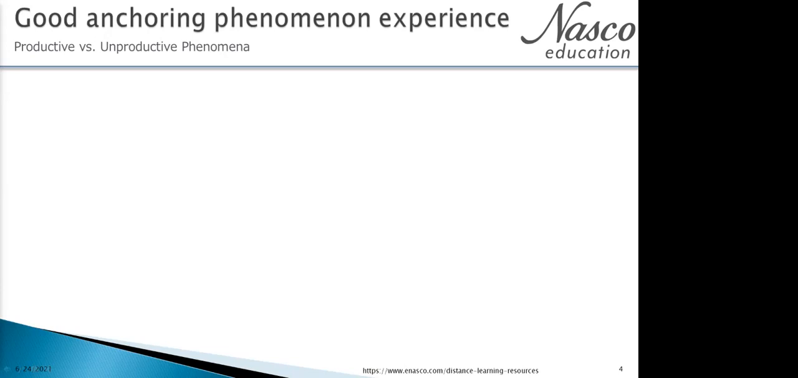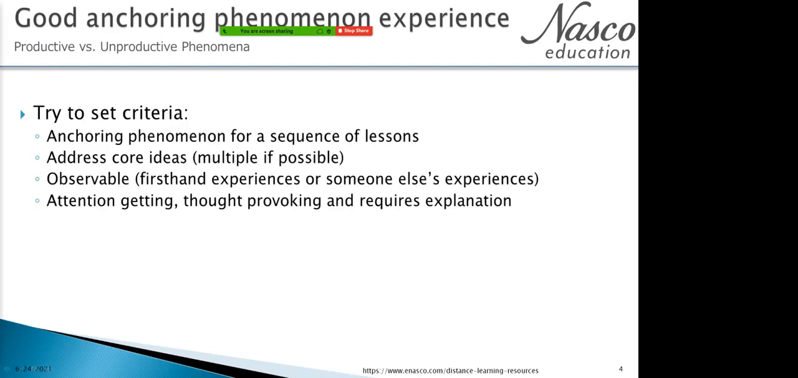So how can you tell a good phenomenon from an unproductive one? In order to tell the difference, just like with data collection, we need a rubric or guideline to quickly assess whether it is a good phenomenon. If you haven't used this strategy before, I've listed some examples on the screen for you to think about when building a framework.